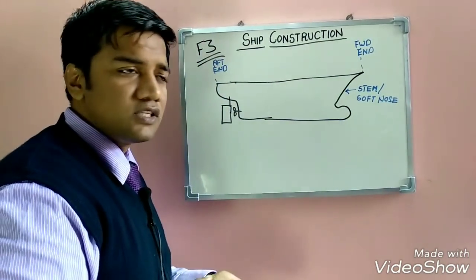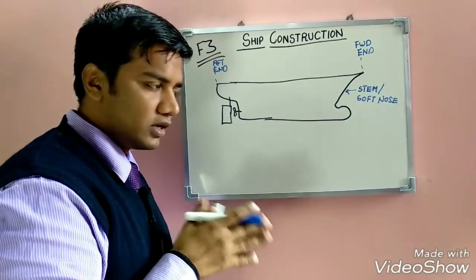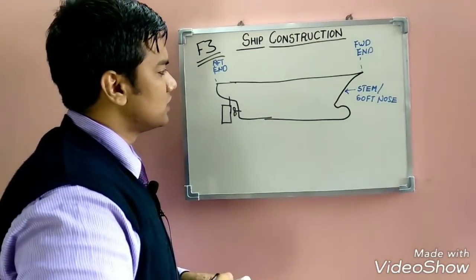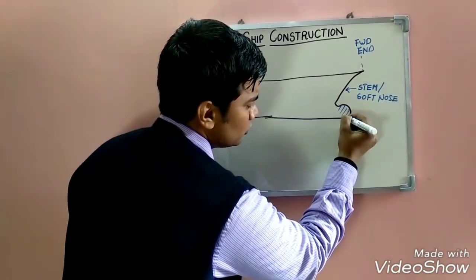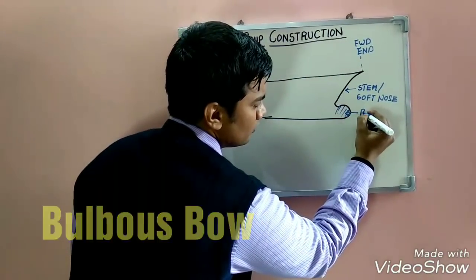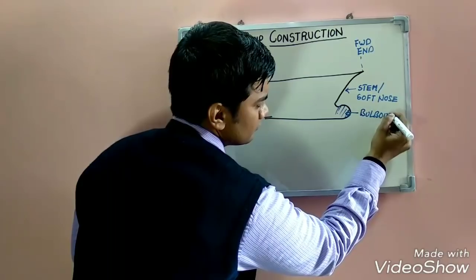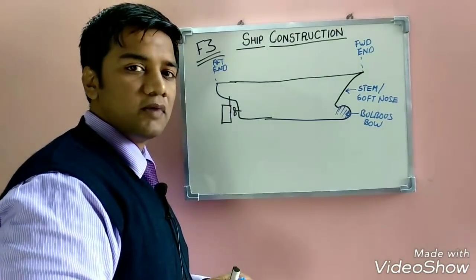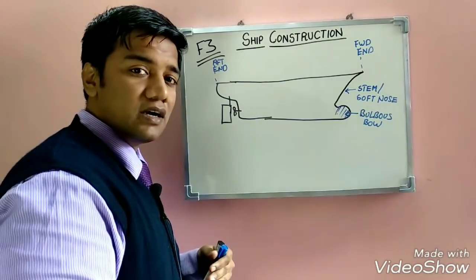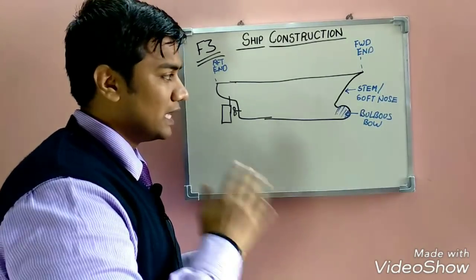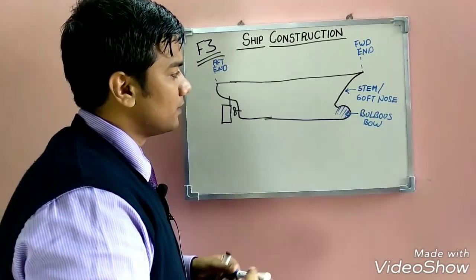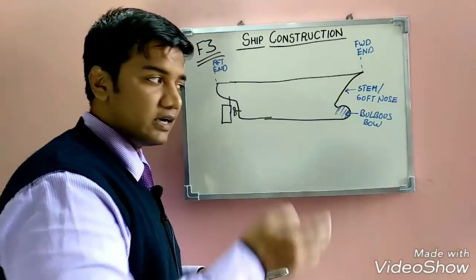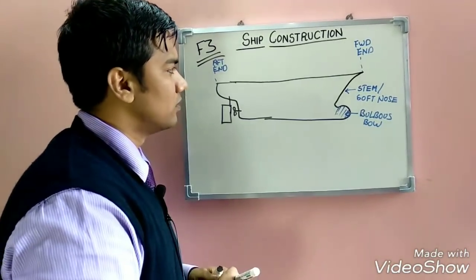Now the function of the stem or soft nose is to help in cutting the water when the ship is underway. So that's the function of the stem. This portion that you see over here is the bulbous bow. The function of the bulbous bow is to reduce the drag and help in increasing speed. It helps in fuel efficiency. What the bulbous bow does is it modifies the wave in such a way that it reduces drag.